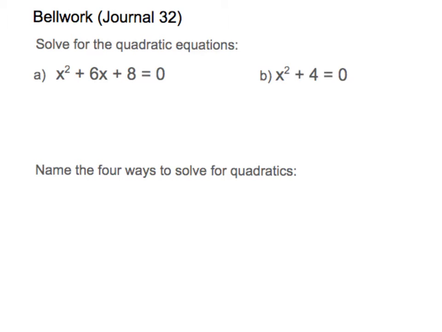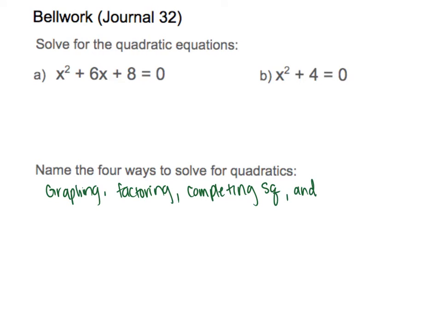So there is the graphing that you had to do. So graphing. Give me one sec, let me switch to this pen. So there is graphing. There is factoring. So you can solve by factoring if you can factor. And then there's completing the square. And then there is the quadratic formula. The quadratic formula.